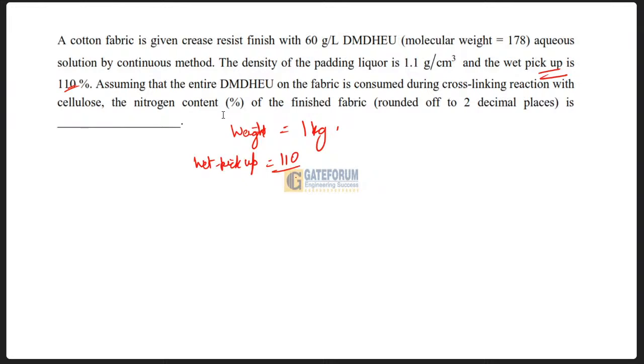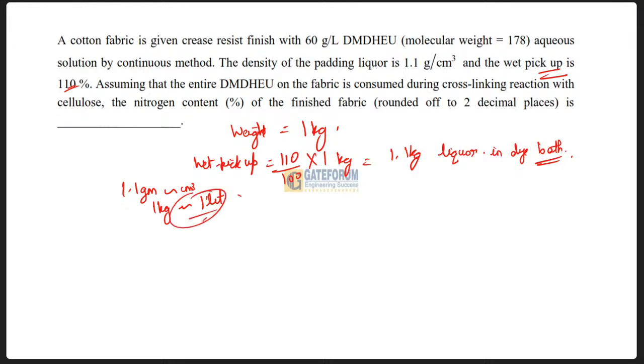110 percent means 110 upon 100 into 1 kg, so it is 1.1 kg liquor in the dye bath. You need to solve this sequence-wise. The density is given as 1.1 gram per cc, that is, 1.1 gram per centimeter cube. So for 1 kg it would be 1 liter. The density is given as this.